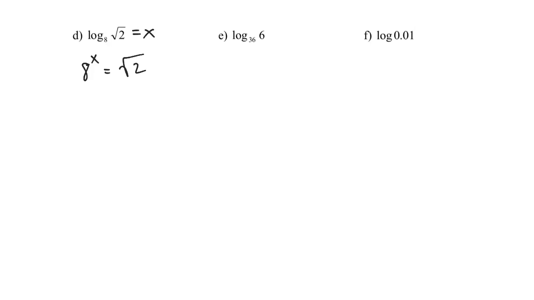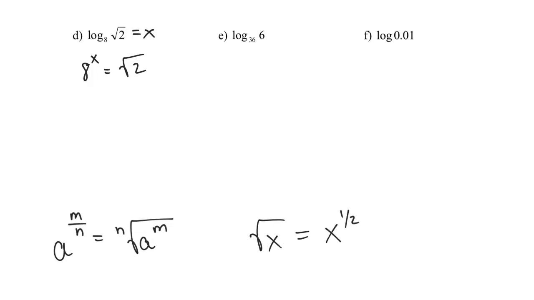Now, when we talk about square roots, there is an algebra property that we use, and here is the property: when we have a to the m over n, this is the same thing as the nth root of a to the m power. And so whenever we have the square root of x, that is always equal to x to the 1/2 power.